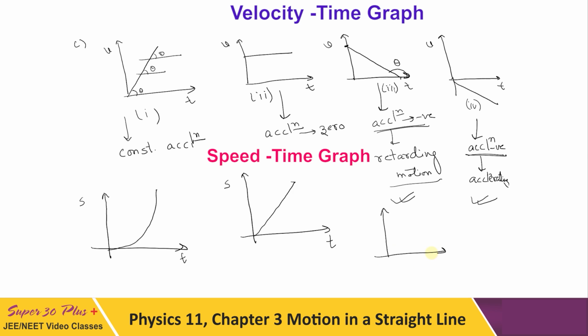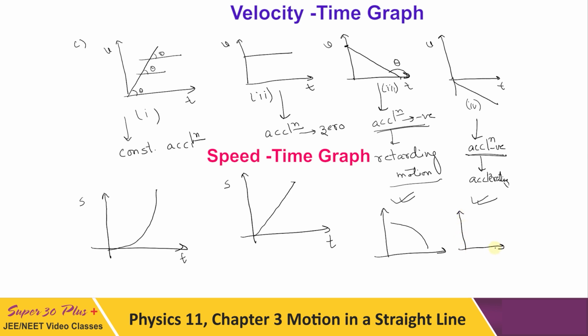Velocity is decreasing with time, so acceleration is negative. If it is negative, the graph will look like this. It will be a non-linear graph and it will look like this. It will be towards the negative. Now come to the third one.